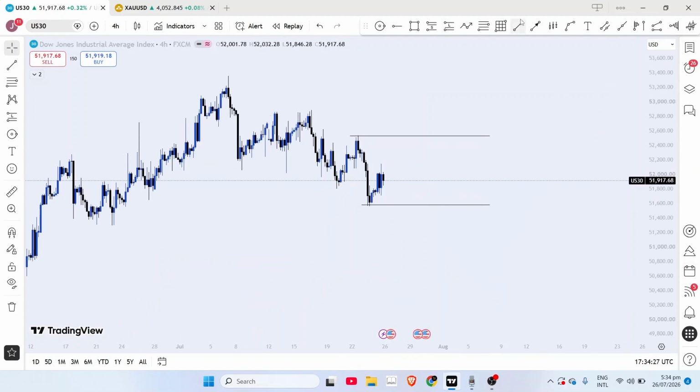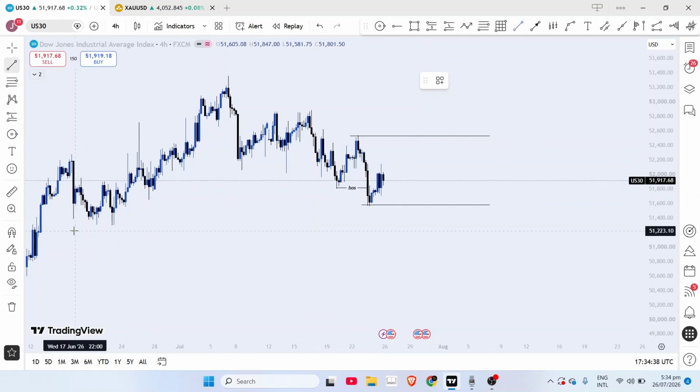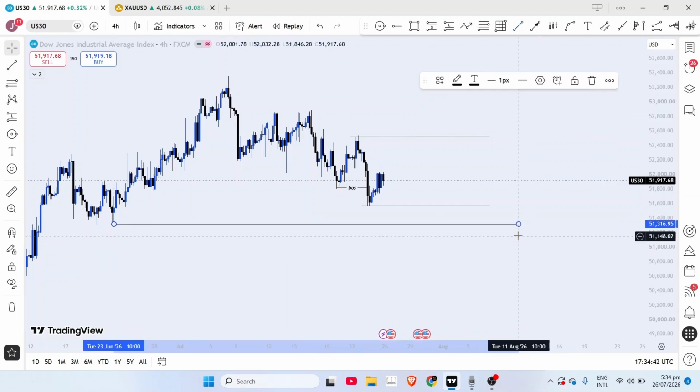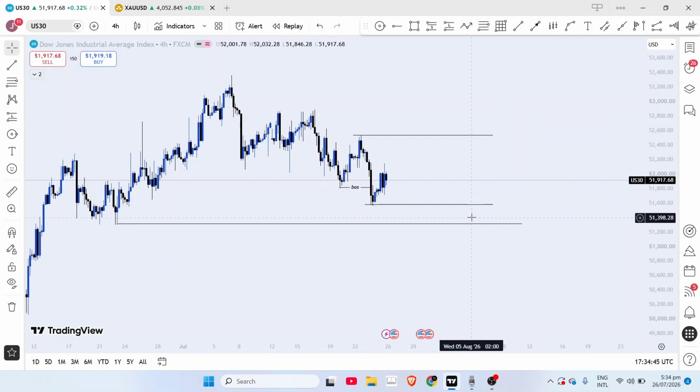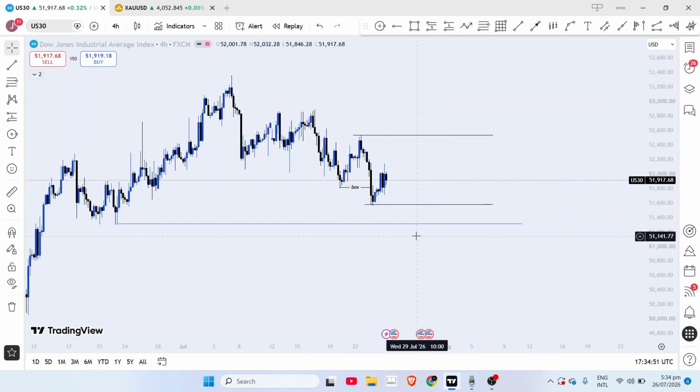okay, US30 is quite clear. On the 4-hour time frame, I have this immediate break of structure. I think this swing low hasn't been taken yet, and the external structure, the external low, hasn't been taken yet. So in case the market continues bearish, we are targeting this external low. So this is what I'm seeing on US30. As you can see, structure is bearish.